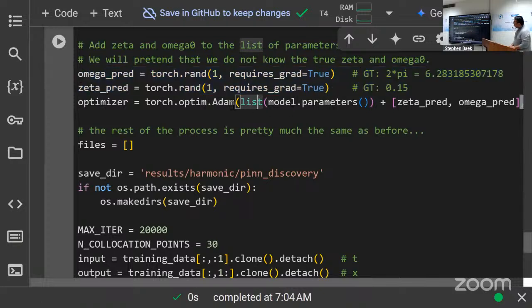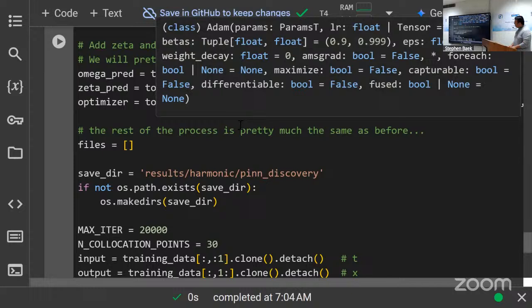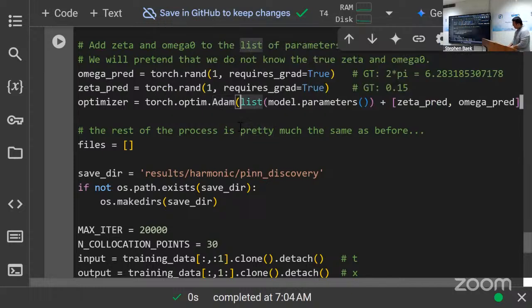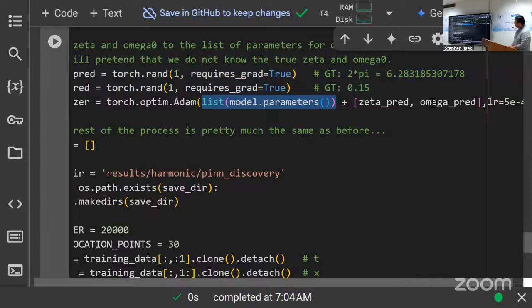Now here, if you look at the optimizer setup, I have the same Adam optimizer, but now for the list of parameters that are being optimized, you can see that we have the list of model parameters, and then we have zeta pred and omega pred concatenated on top of that list. So in the previous setup, the only thing being optimized was the model.parameters. Now we have, on top of model.parameters, zeta pred and omega pred. So that's the only difference.